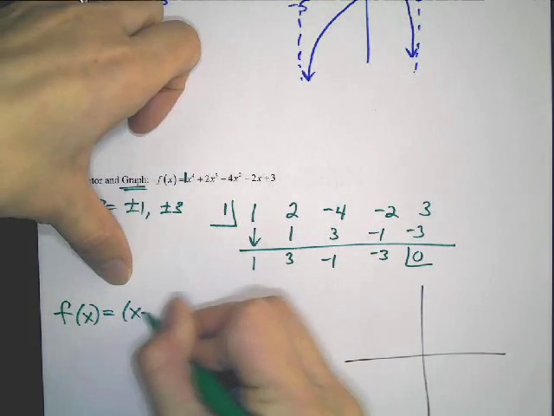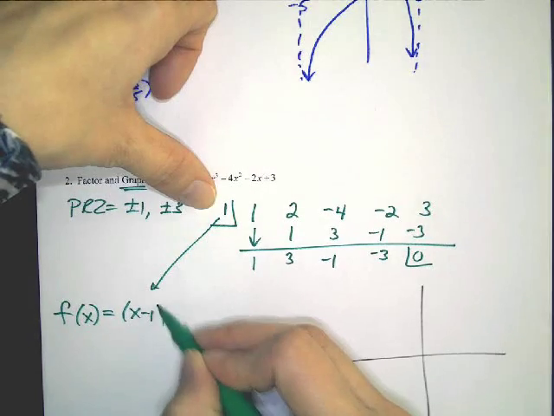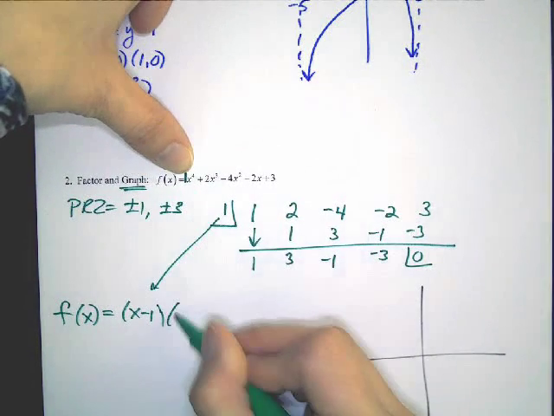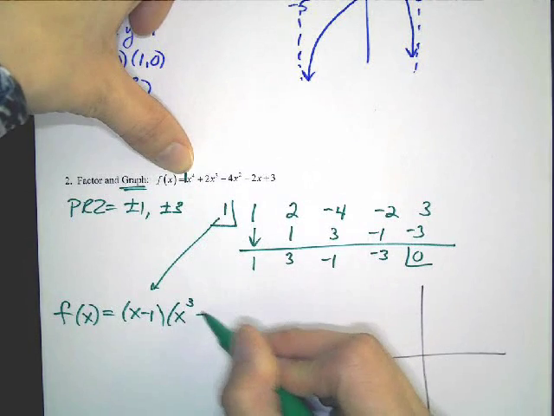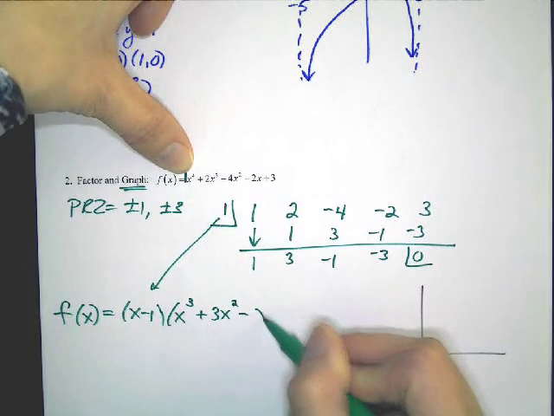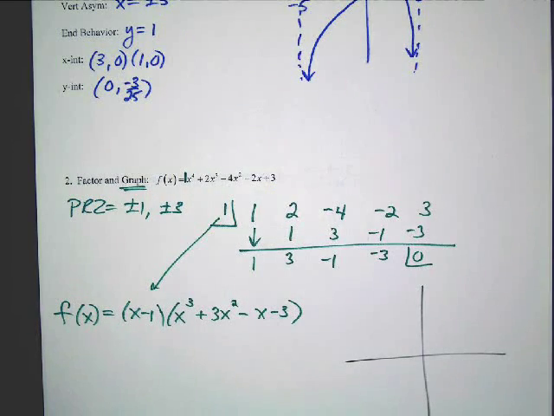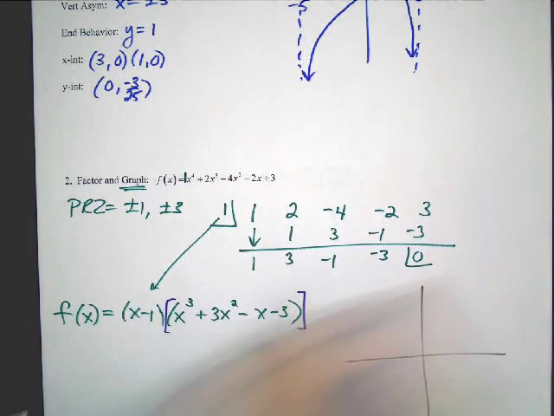X minus 1. Okay, so there's the factor. And then the quotient is 1 power less than the fourth, so x to the third plus 3x squared minus x minus 3. Okay. Should we keep testing? Always ask yourself, hey, can I just factor? And grouping in this case does work, so let's put some brackets around this cubic.